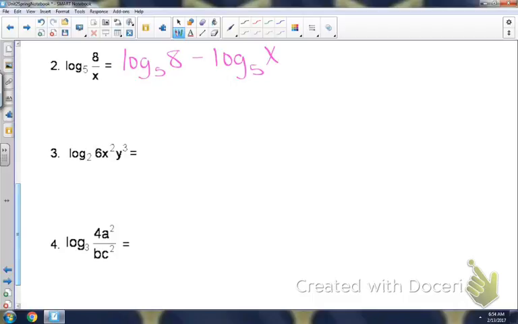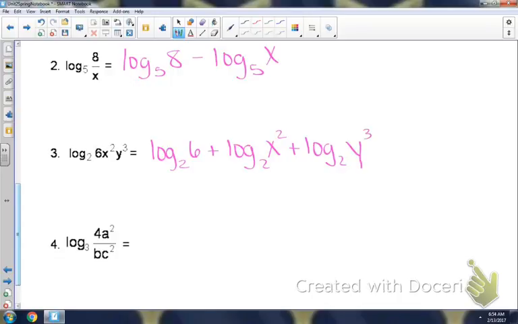Example 3, we're multiplying 6 times x squared times y cubed. So we're going to be adding those together. So log base 2 of 6 plus log base 2 of x squared plus log base 2 of y cubed.